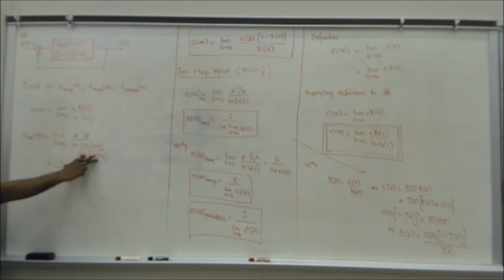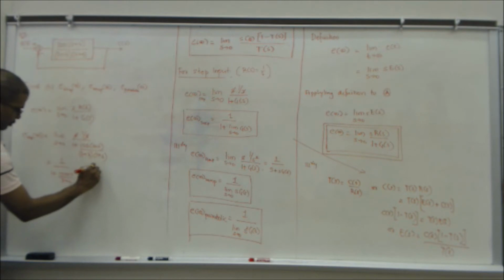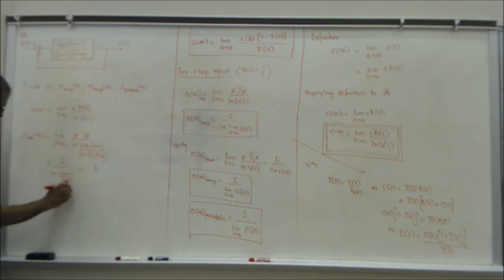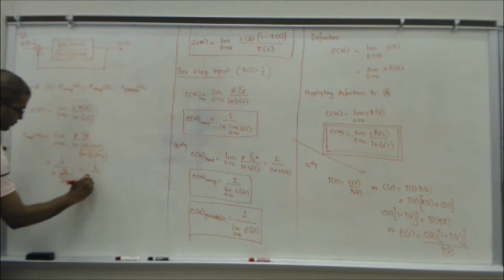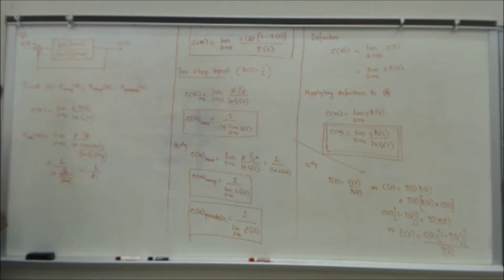0, 0, 0. There is no s in the numerator. This would be 1, this is 3, 12, 10. You have 1 over 21. So E infinity step is simply 1 over 21.